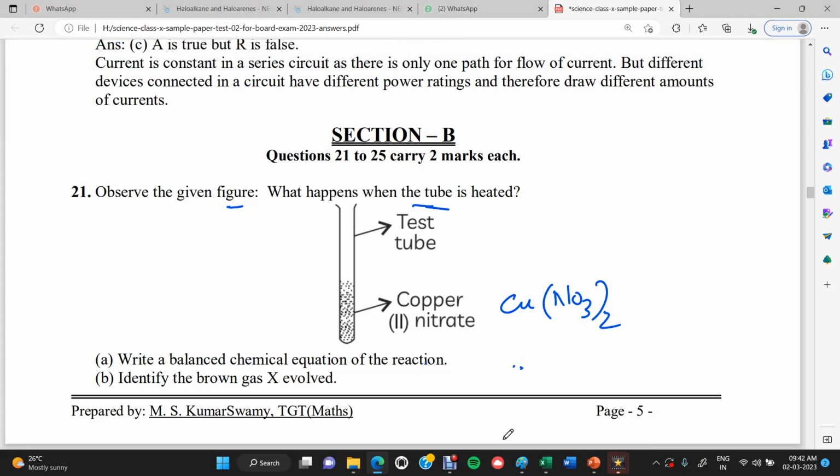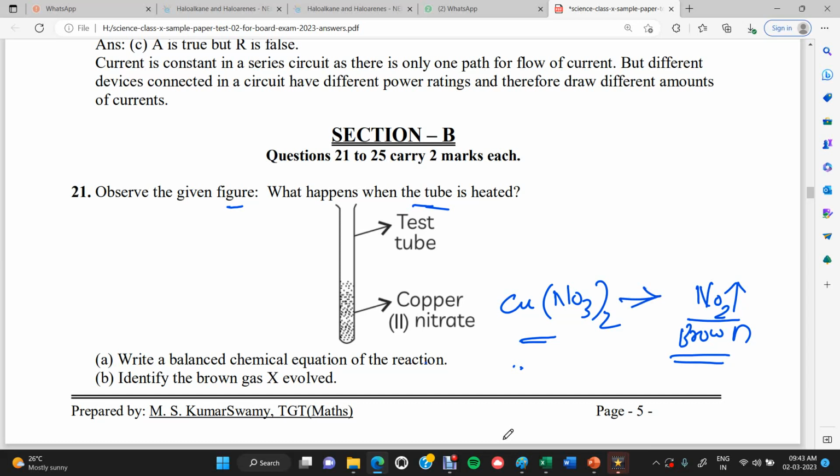When a nitrate salt is heated, nitrogen dioxide will be evolved. NO2 will be evolved. This symbol indicates evolving, right? And this nitrogen dioxide will be brown in color. This you will learn in your plus two. So what happens when copper nitrate is heated? This gas will evolve.